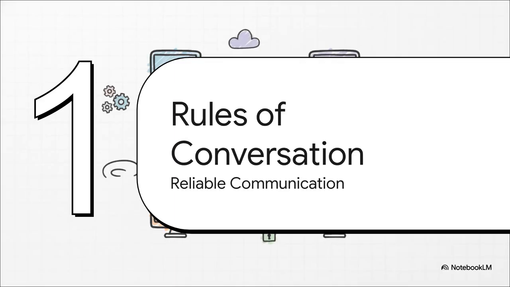So we have our action verbs. Great. But any good language needs grammar, right? We need rules to make sure our conversations are reliable, especially when things go wrong. And in the real world, things always go wrong.